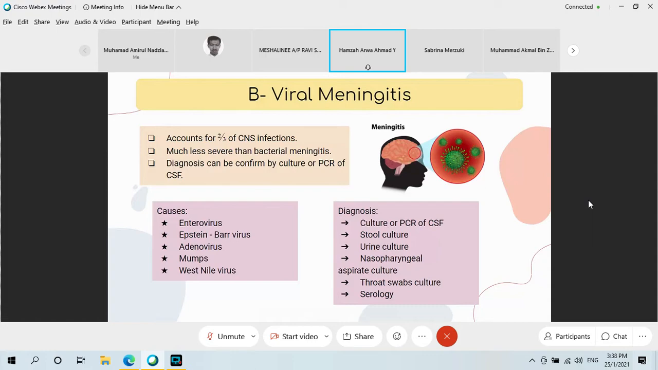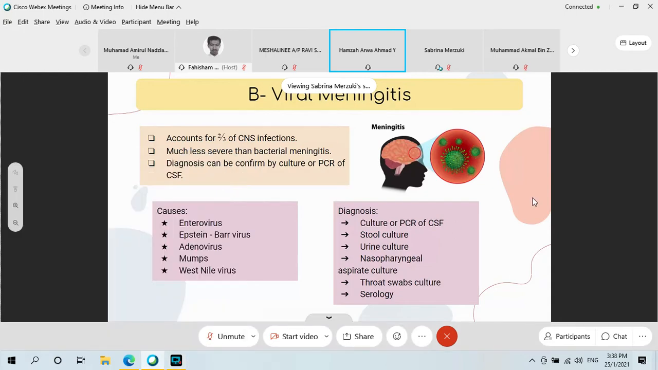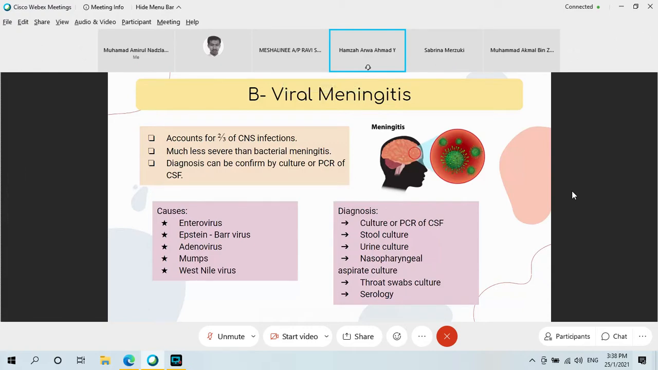The types of virus that might cause viral meningitis are enterovirus, Epstein-Barr virus, adenovirus, mumps, and West Nile virus. The diagnosis is by performing culture or PCR of cerebrospinal fluid, stool or urine culture, nasopharyngeal aspirate or throat swab cultures, and serology. Next slide.